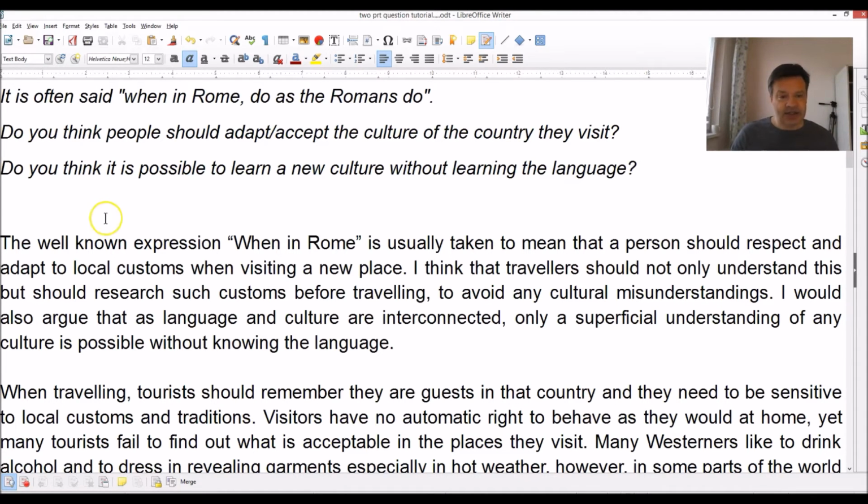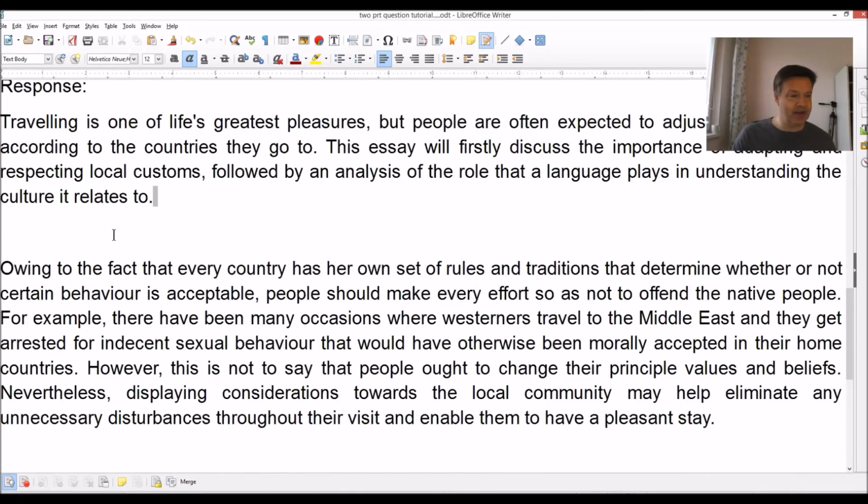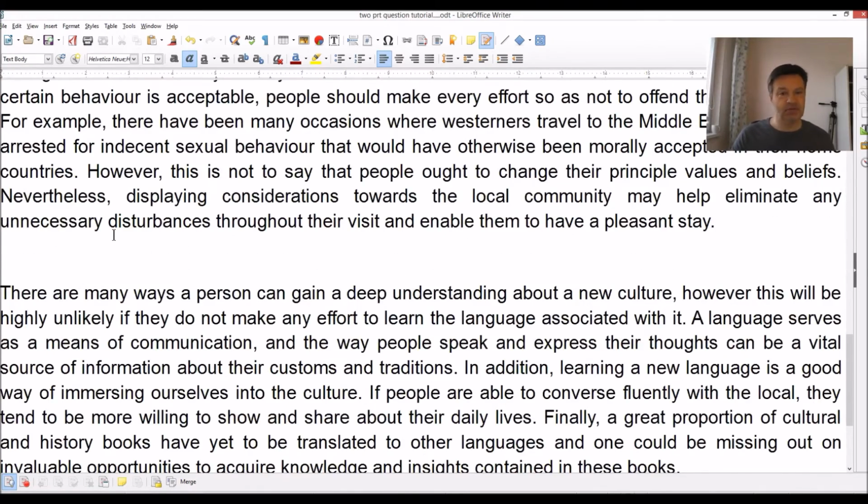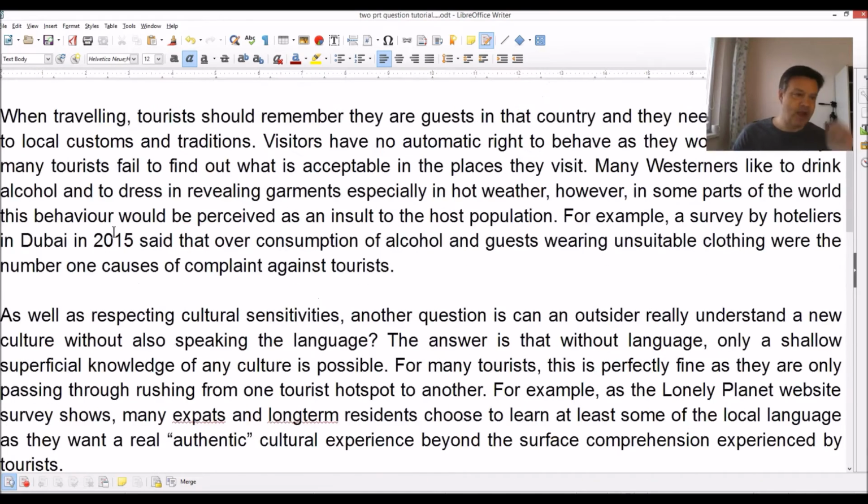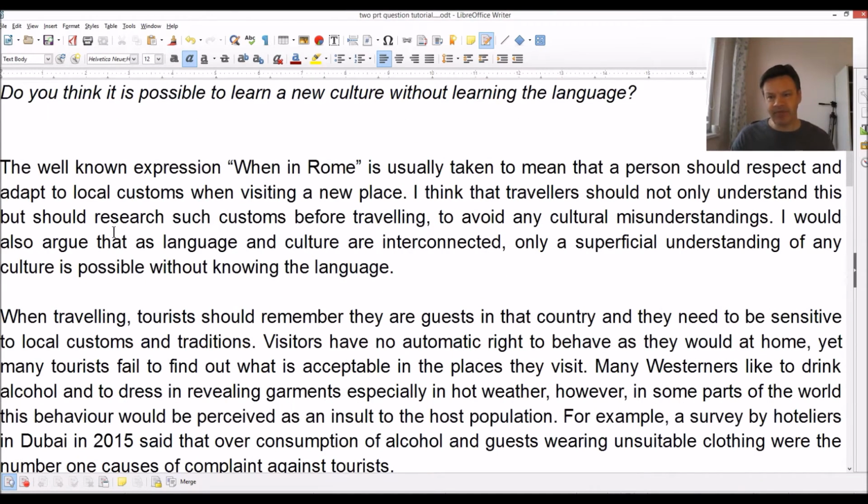Okay. So, what shall we look at first? Okay, we'll take a look at my example at first. So, well-known expression. So, sentence 1, you paraphrase the question, as always. So, the well-known expression, when in Rome, is usually taken to mean that a person should respect and adapt to local customs when visiting a new place.